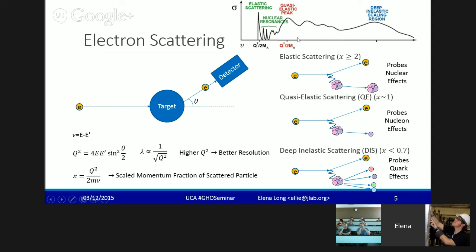The last region I want to talk about is deep inelastic scattering, which is the small x, less than about 0.7. Then you start seeing similar resonance effects to what we saw with the nuclei, and this is where we can really start getting to the region where we're probing quark effects. So there are little bits of matter that are inside of protons and neutrons.